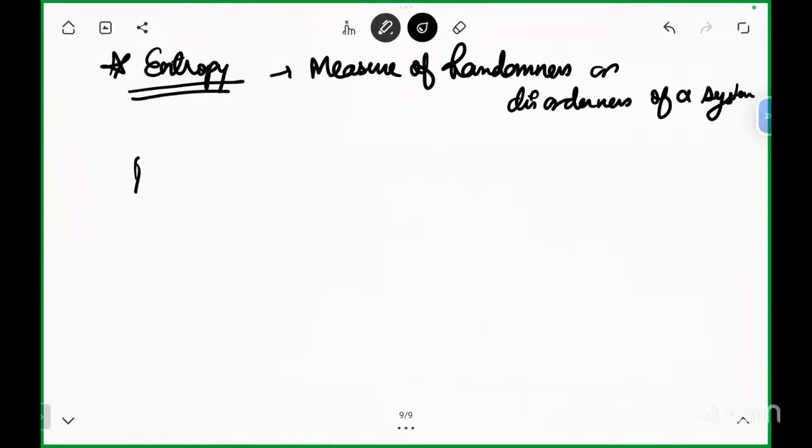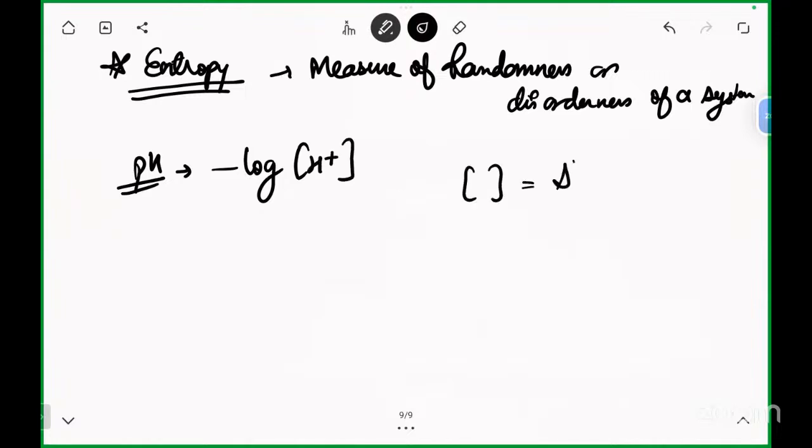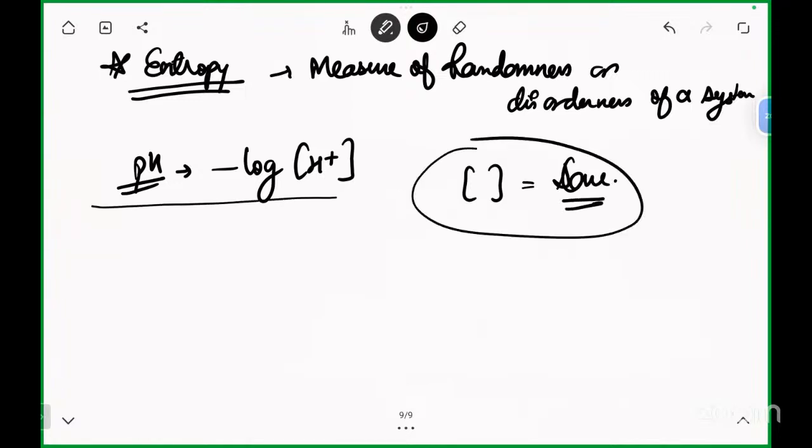What is pH? pH is the negative logarithm of hydrogen ion concentration. In chemistry, the square bracket represents the molar concentration. So if someone asks what is pH, you can just convert it into the definition form, that is, the negative logarithm of hydrogen ion concentration. That is called pH. The formula is written over here.